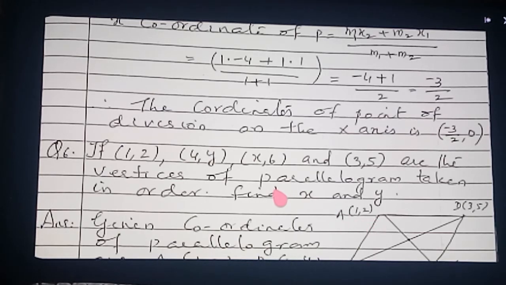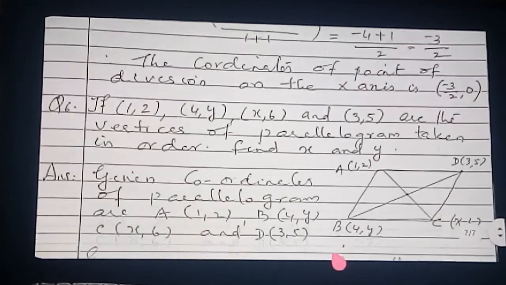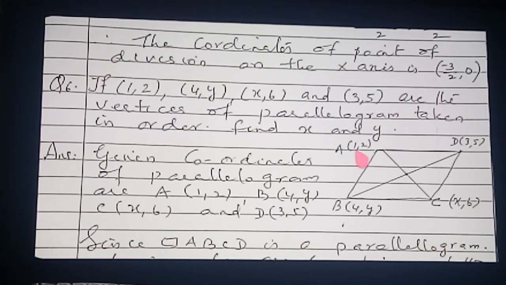You take the coordinates in the order. So I have drawn the diagram also there. You can see here. A (1, 2), B (4, y), C (x, 6) and D (3, 5), I have taken in the order A, B, C, D. So very easy, you know the property of a parallelogram. What is the property of the parallelogram you have studied? Opposite sides are equal and diagonals are bisecting each other.